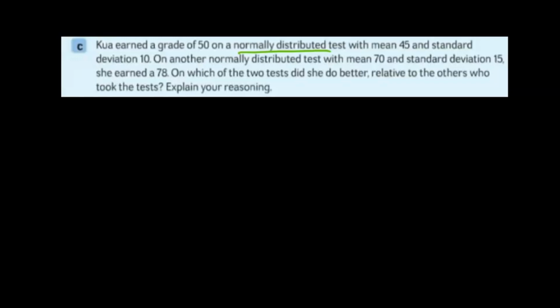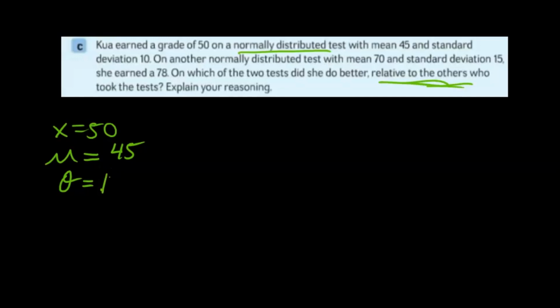When it says relative to the others, we know we're comparing a data set, and there are different data sets for each of these situations. So let's write it out and it'll make it a lot more clear what kind of data we're working with. The first test, she got a grade of 50. Let's write X because that's the point we want. The mean is 45, so let's write mu to represent 45 as the mean. And then a standard deviation of 10, annotated as that symbol.